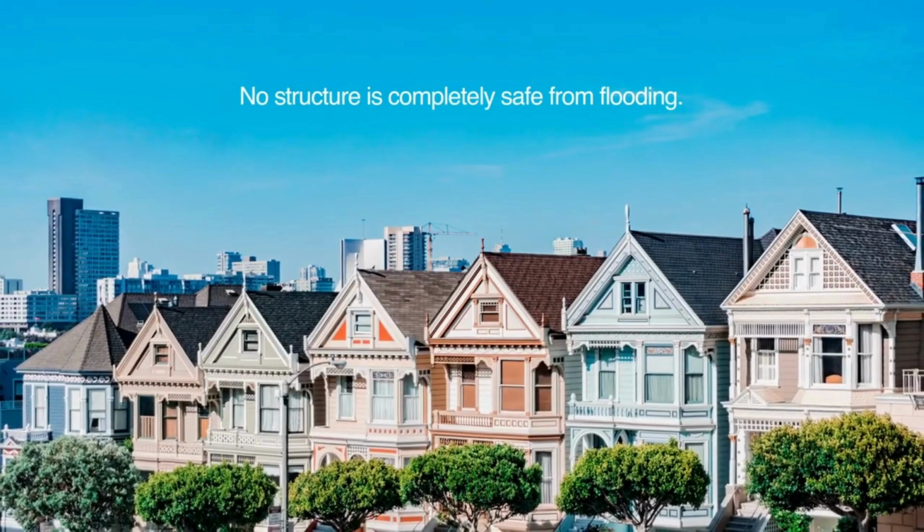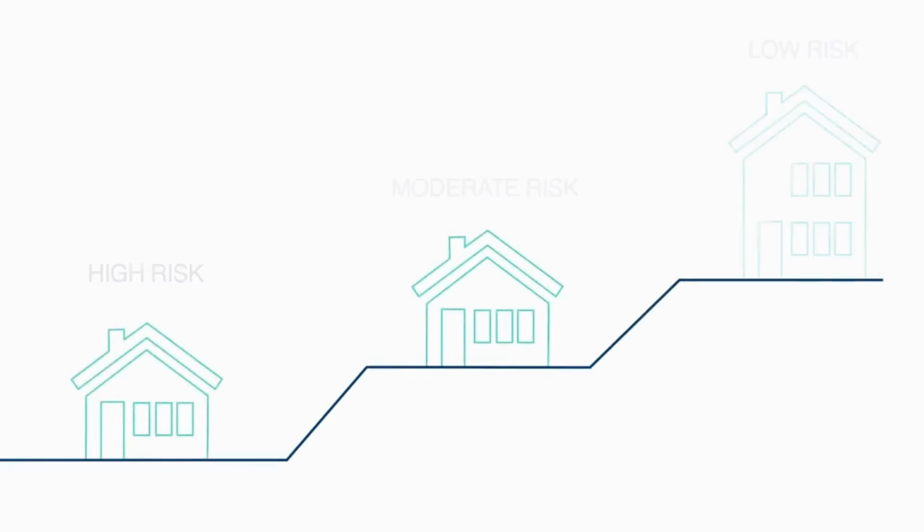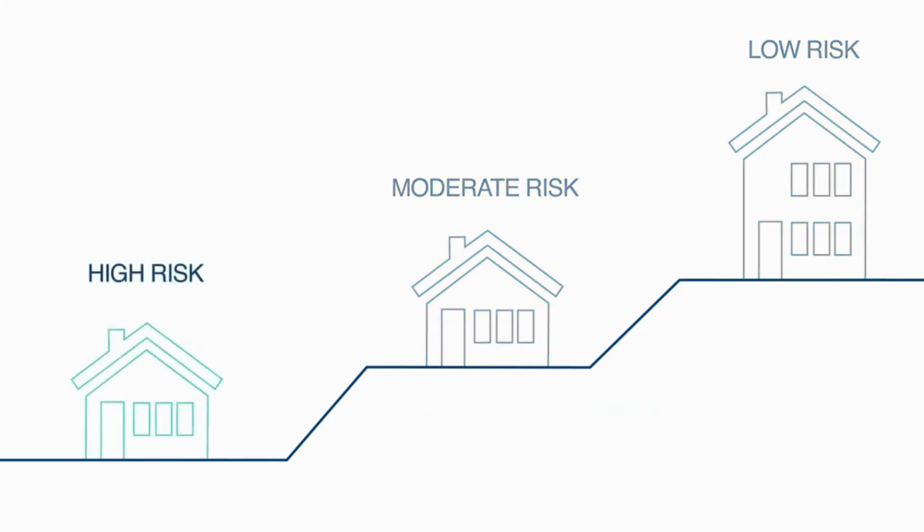No structure is completely safe from flooding. We all live in a flood zone. The structure could be located in a low to moderate risk flood zone, which is shown as B, C, or X zone on a flood map, or the structure could be at a higher risk of flooding in flood zones that start with the letter A, which represents accumulation of surface waters, or V, which stands for velocity and covers properties by a large body of water where the waves may crash onto the structure.